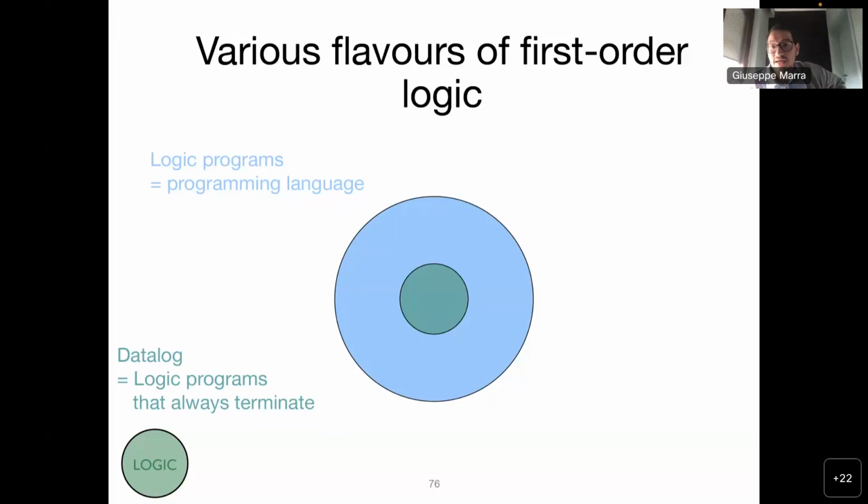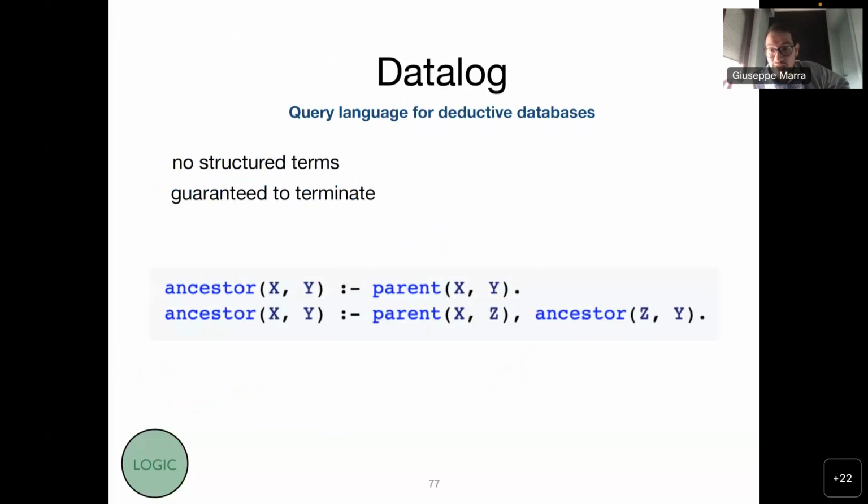For this, what is done, for example, in Datalog can be seen as a restriction over logic programs. The main restriction is that you have no structured terms anymore. So you cannot use lists and this kind of structure, but you can still expect very nice logical properties. And Datalog has usually been used as a query language for deductive databases.